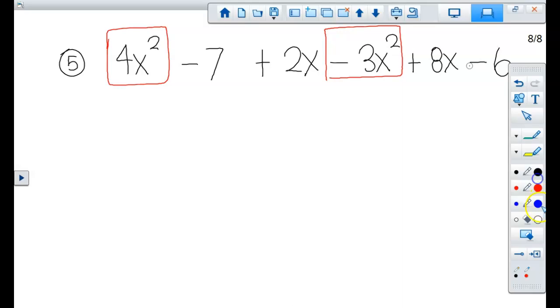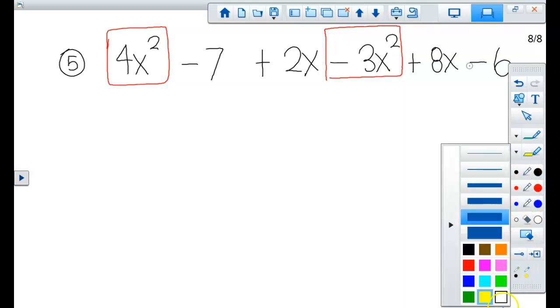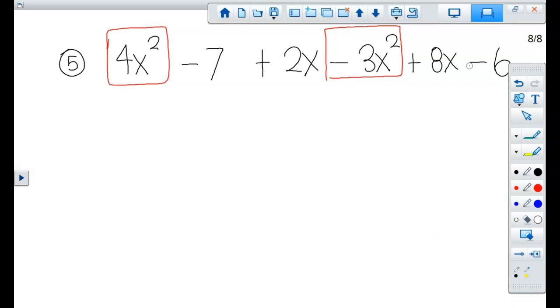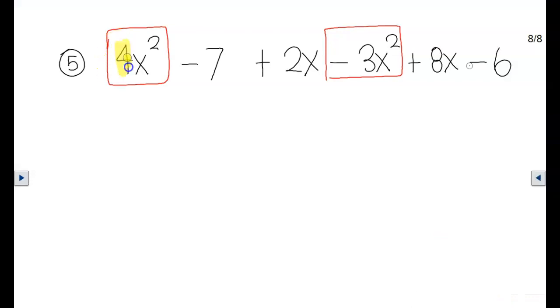Grab that sign that's in front of the number because you need it. It tells you if it's positive or negative. It tells you add or subtract. So to combine these two like terms, we're going to deal with our numbers.